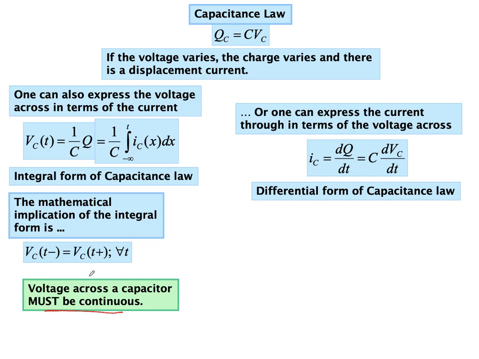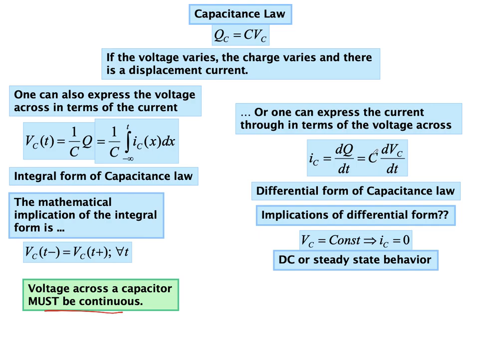And the second implication of the capacitance law is from the differential form of capacitance law. In this case, we can see that if the voltage source that is connected with the capacitor is constant, the rate of change of that constant is zero, because we know that the derivative of a constant is zero. So if this value is zero, current is zero. So IC will be equal to zero.